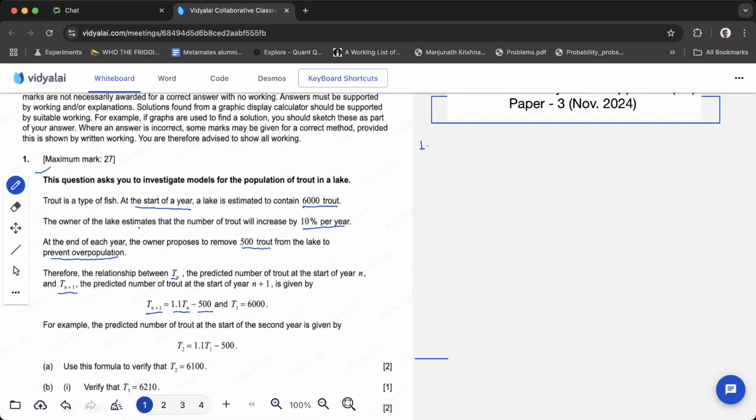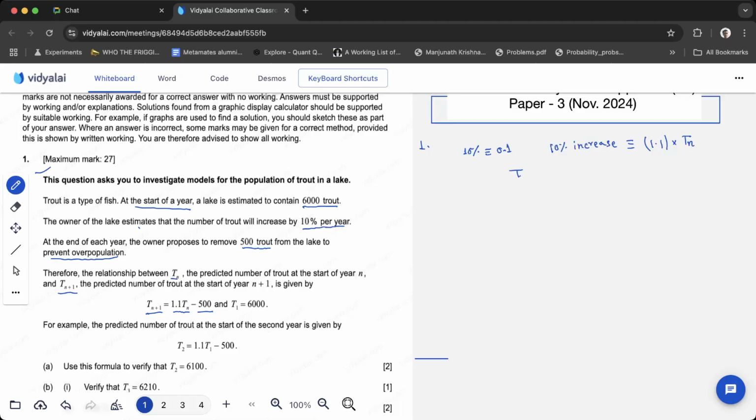The factor 1.1 comes from the 10% increase on the previous year's population. Just for understanding, 10% is equivalent to 0.1, so a 10% increase is equivalent to multiplying by 1.1. And of course, at the end, you take out 500 trout from the lake.